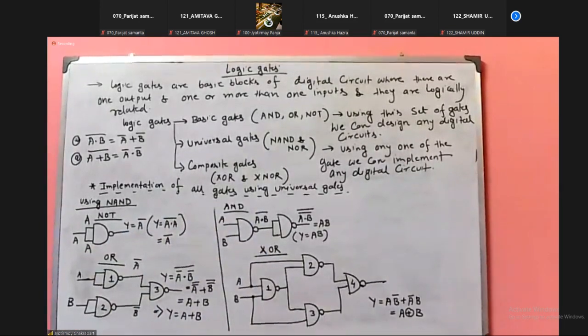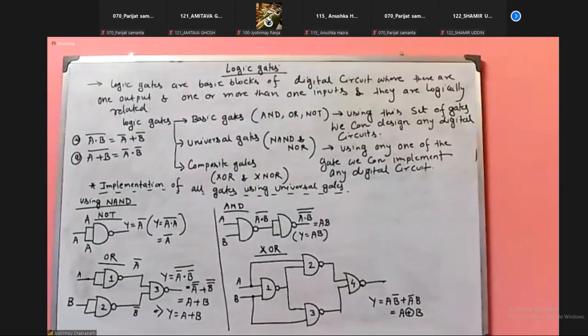Boolean algebra, you have studied some parts. I know that some of you have already started.